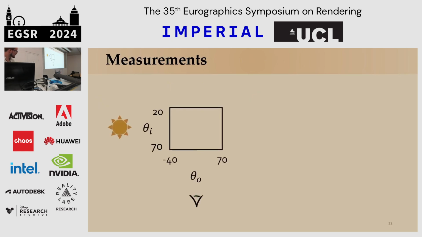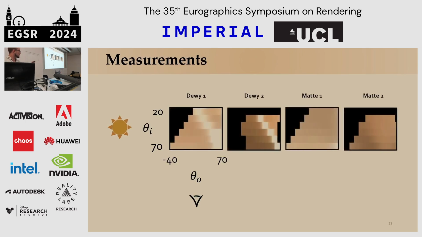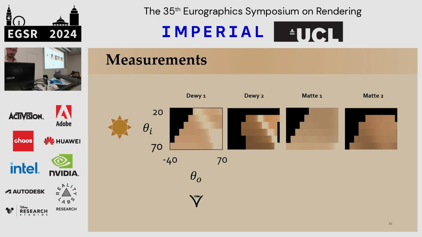So on the vertical axis, we have the different light conditions, and on the horizontal axis, the different camera positions. And those are the samples that I showed you before, how they look like. As we can see, we have this diagonal of highlights, which is predominant for these two dewy appearances, which is reasonable. This is what we were expecting, at least. And then for matte, we have almost no highlights.